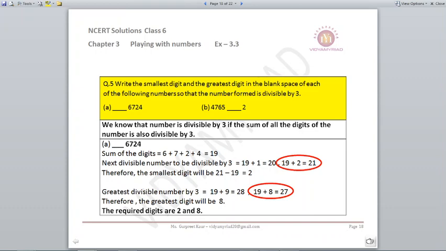Same way, if I want to find the greatest digit, let me start from the last number, 9. That is one digit I want. I can't use 10, so till 9 only. 19 plus 9 comes to 28. 28 is not divisible by 3. So 19 plus 8 gives 27. So the greatest digit will be 8. So the required smaller digit is 2 and the greatest digit is 8.